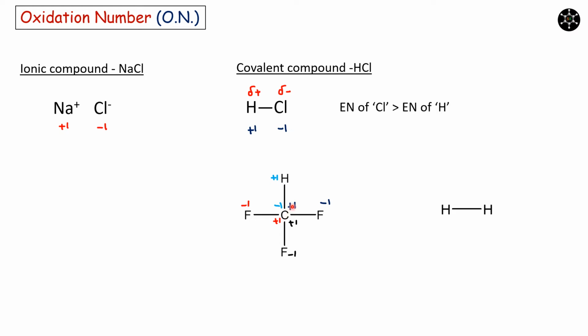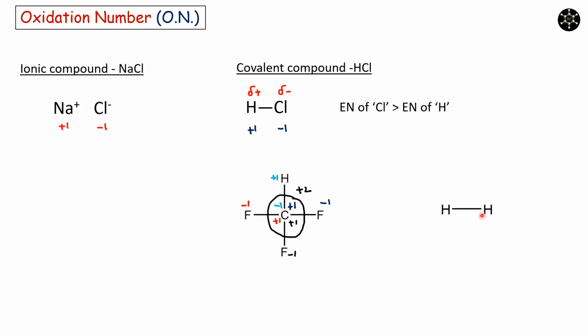Now, if we add up all the charges or the oxidation numbers on carbon, minus 1 plus 1 gets cancelled. We have a total of plus 2. So the oxidation number of carbon in this molecule is plus 2. And for the remaining atoms, it remained as such. Each fluorine is minus 1 and hydrogen is plus 1.